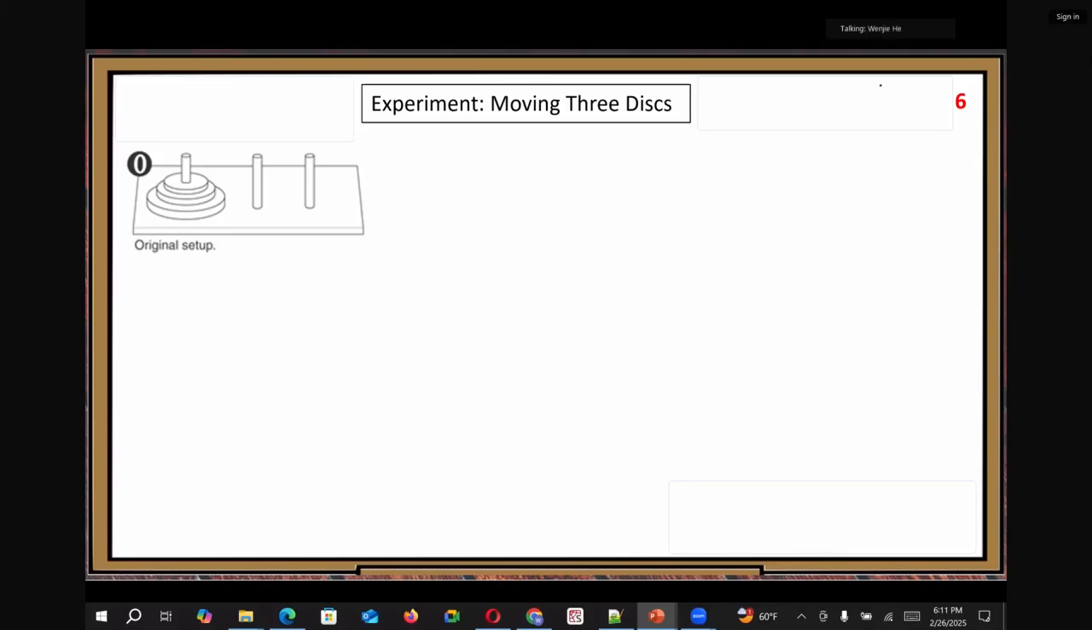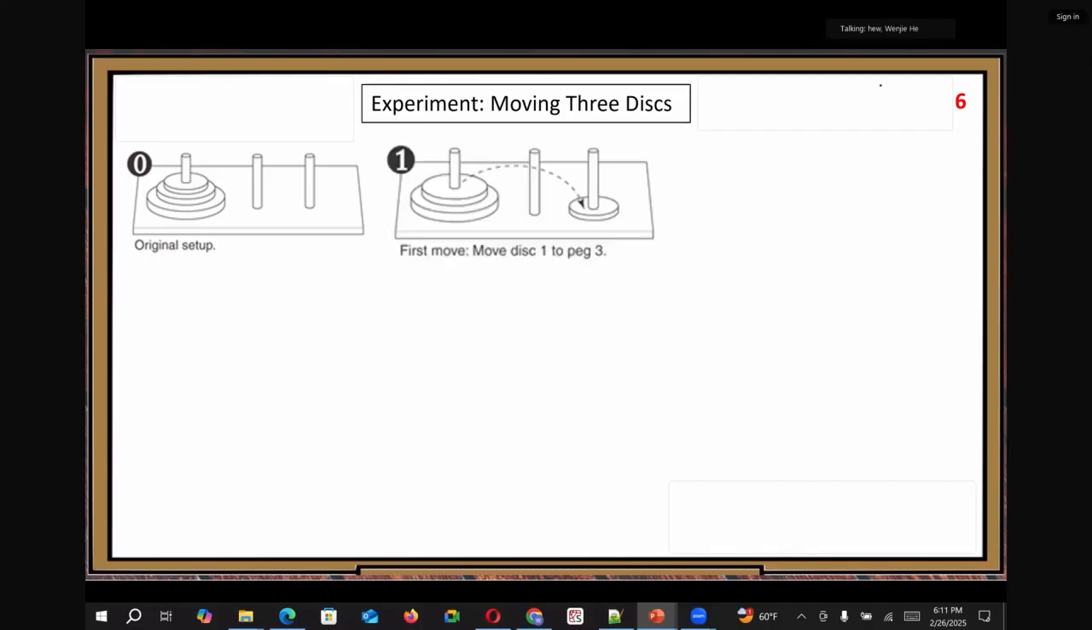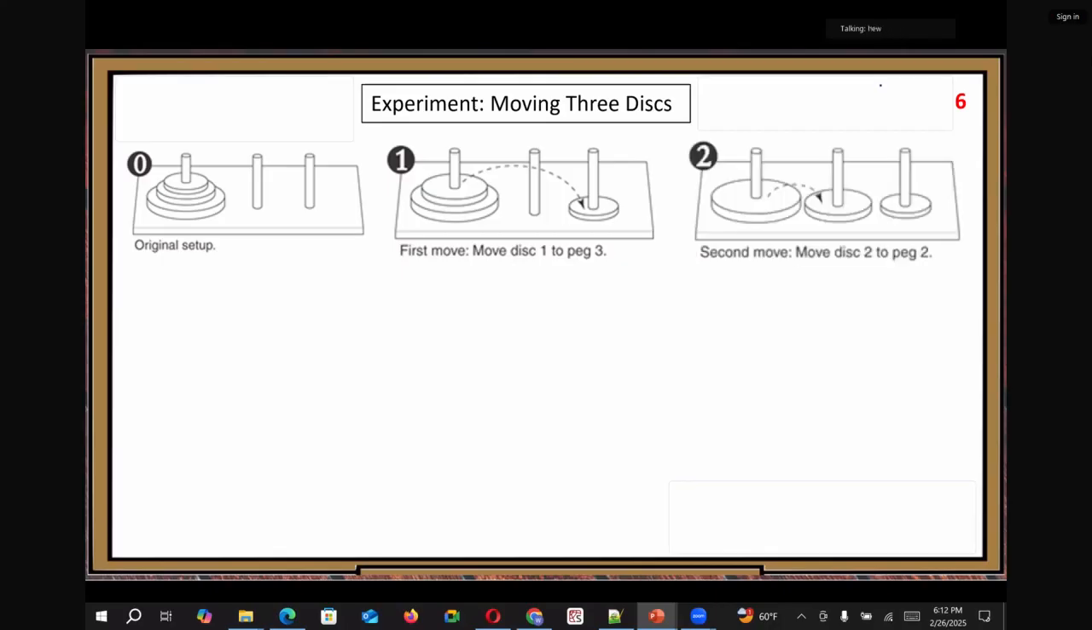All right. For the first move, you can only move the smallest disk, right? Remember those 3 rules. We cannot violate any of the 3 rules. The first one, move the smallest disk to peg 3. Then the second smallest disk, we can move to the middle peg, peg 2.